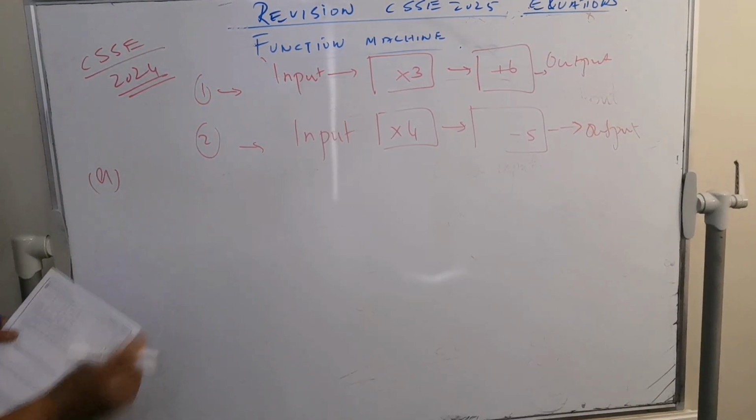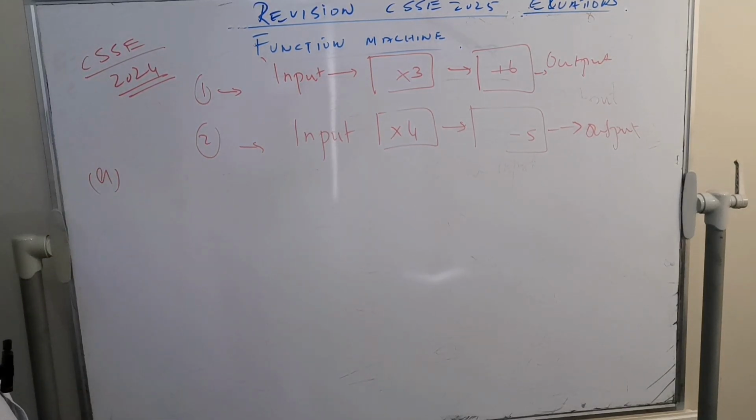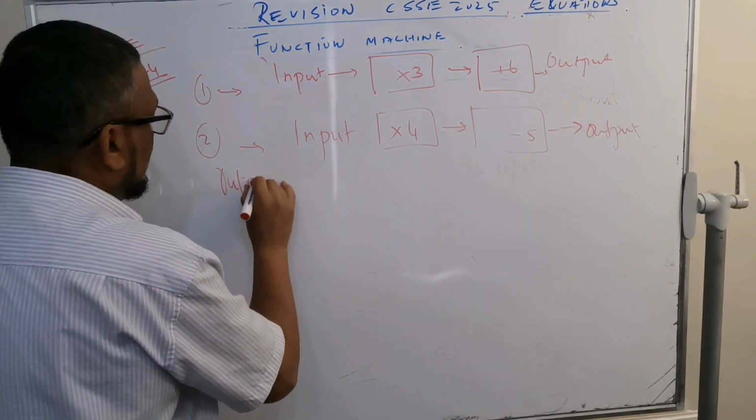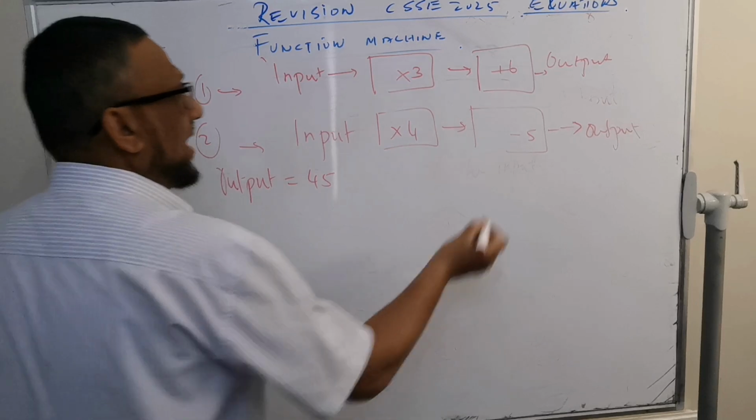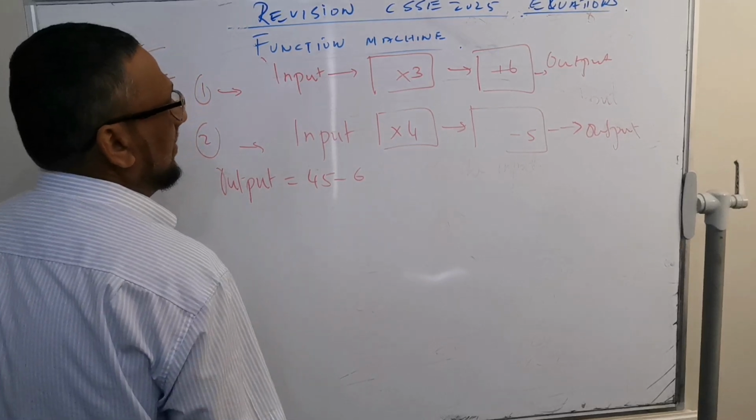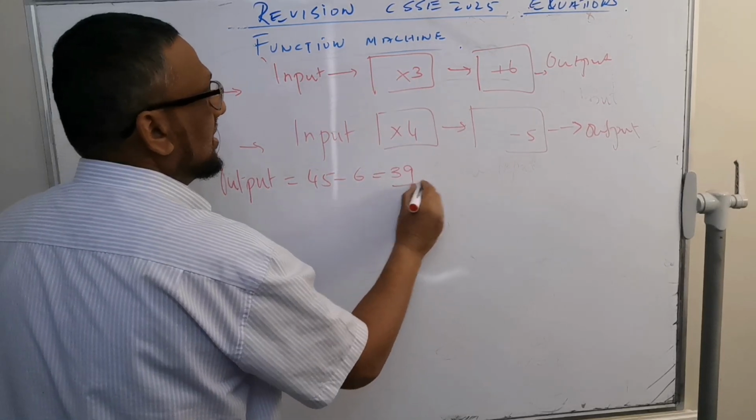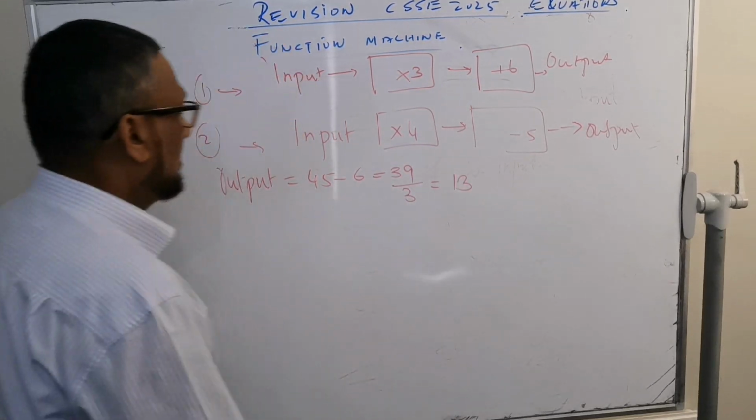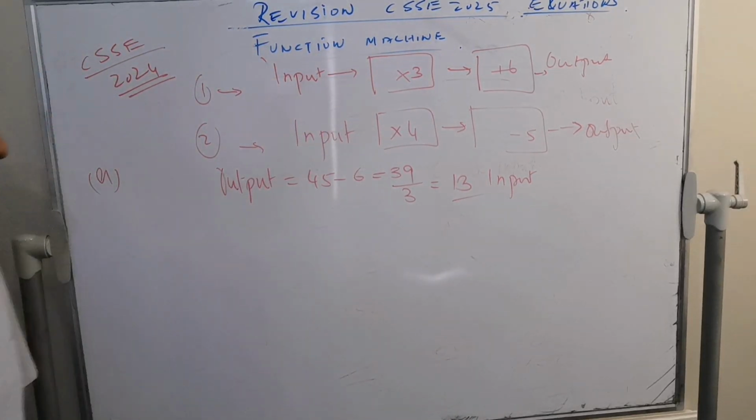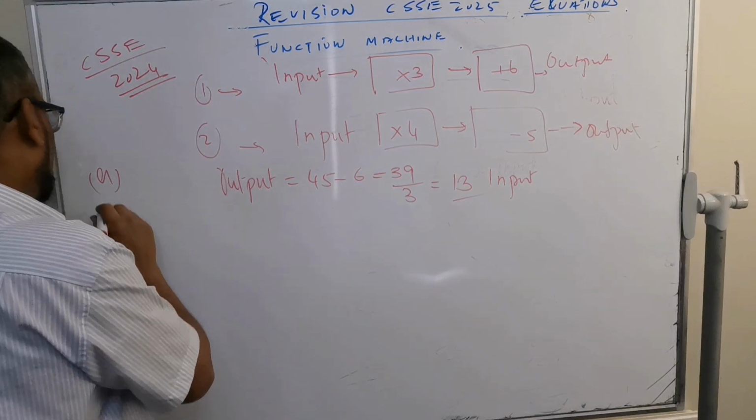So part A says, using function machine number 1, if the output is 45, what is the input? It's very simple. If the output is given, which is equal to 45, the backward calculation: the 45 is at the plus, so you need to subtract, which is equal to 39. Times inverse is divide by 3, so 13. So the input will be 13 if the output is 45. Okay, so 13 times 3 is 39, 39 plus 6 is 45. Very simple question.